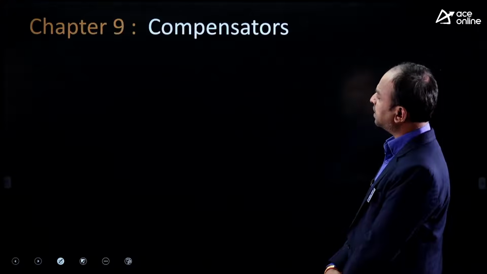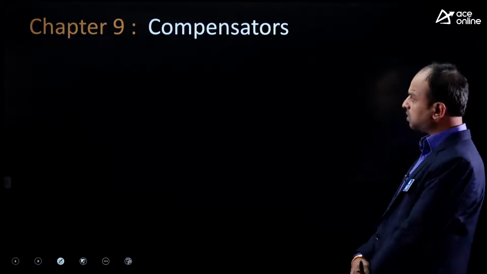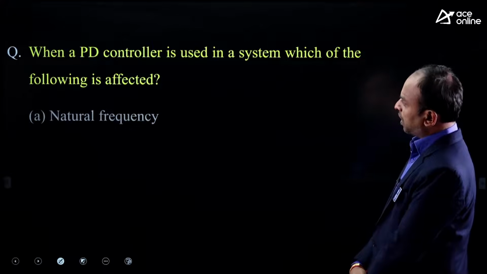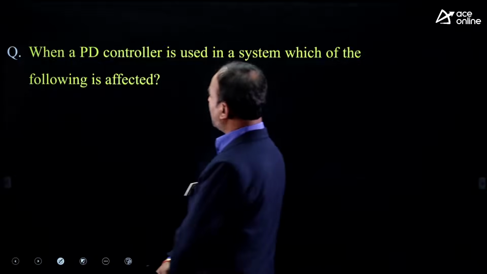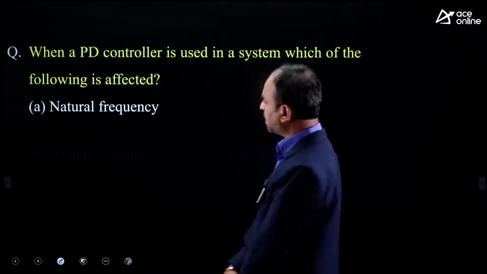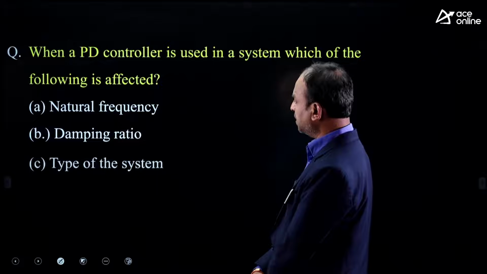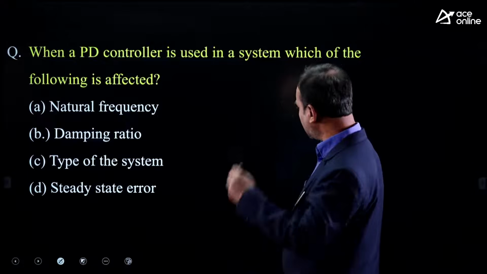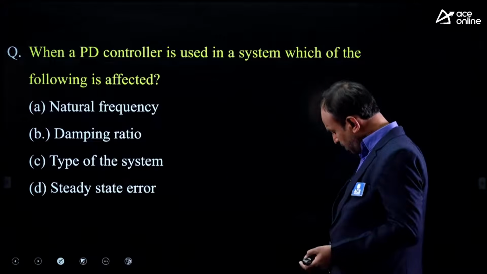Now, compensators and controllers. When a PD controller is used in a system, what happens? Natural frequency is affected, damping ratio is affected, type of the system is affected, steady state error is affected. Come on, tell me.